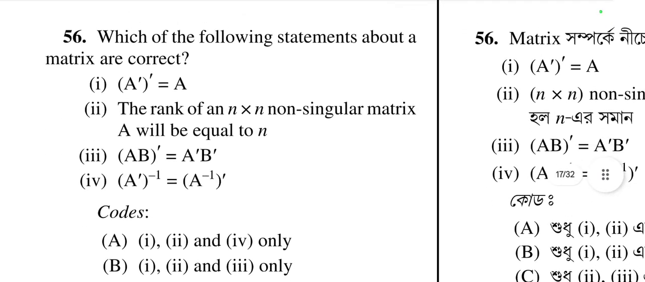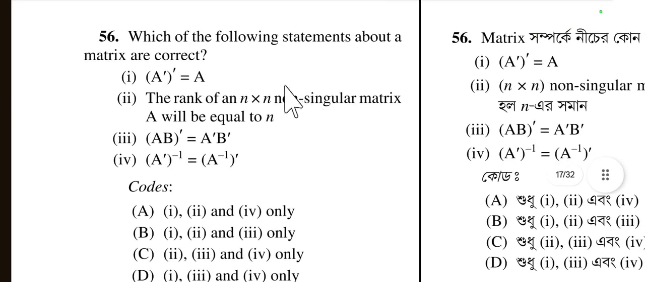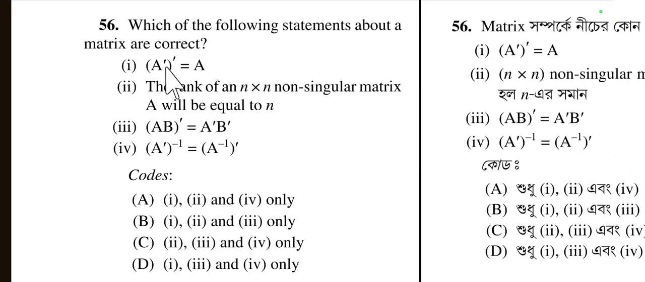Then come to question number 56. Which of the following statements about matrices are correct? The first one is A dash whole dash is equal to A. This is correct because taking the transpose twice will return the original matrix. So A transpose whole transpose is equal to A. If you take the transpose twice, it returns to the original matrix. You can take any example for this equation. So option 1 is correct.